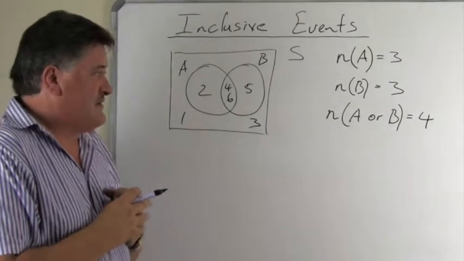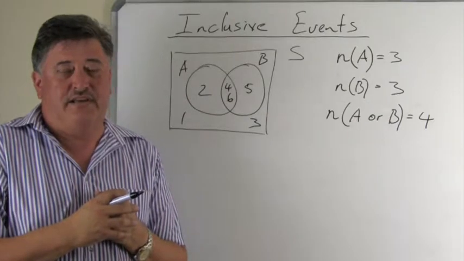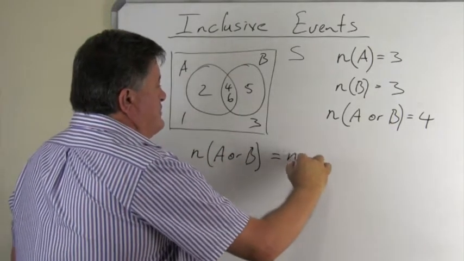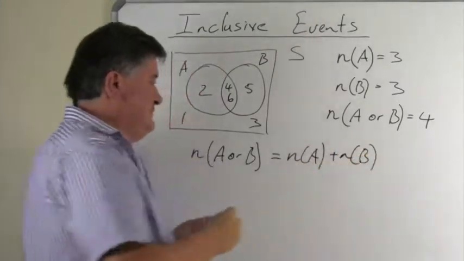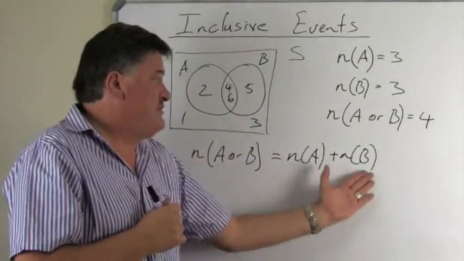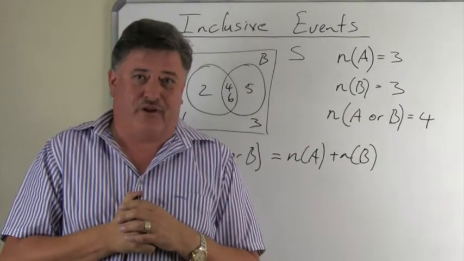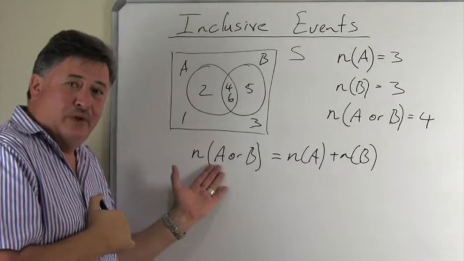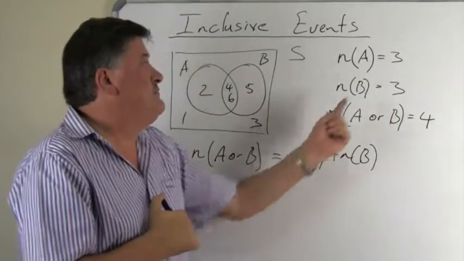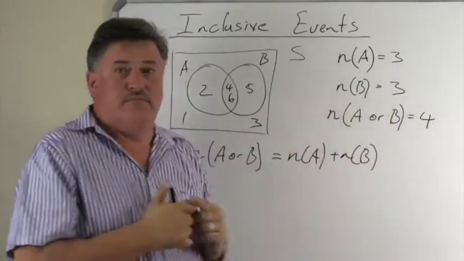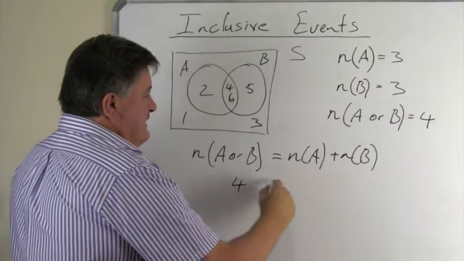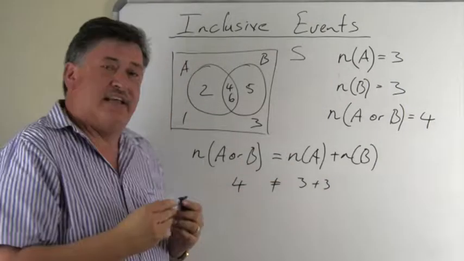Now I want you to see if the following is true or false, and that is, the n of A or B is equal to the n of A plus the n of B. Look at those answers that we gave already, and try to answer this just by saying true or false. Is the n of A or B, you see there are 4 of them, equal to the n of A, 3, plus the n of B, 3? True or false? I'm sure all of you say it is false, because 4 is definitely not equal to 3 plus 3, because that is 6.